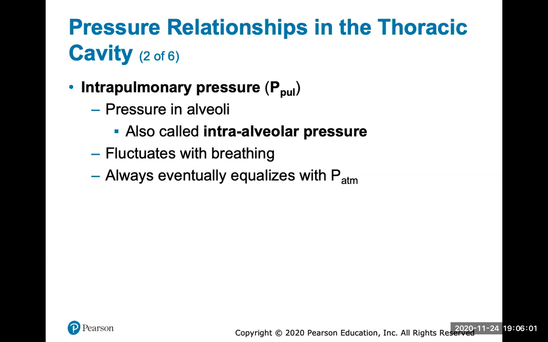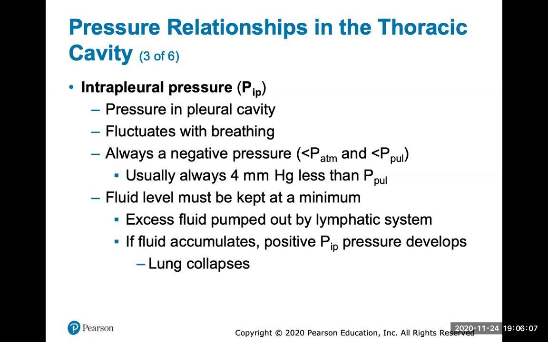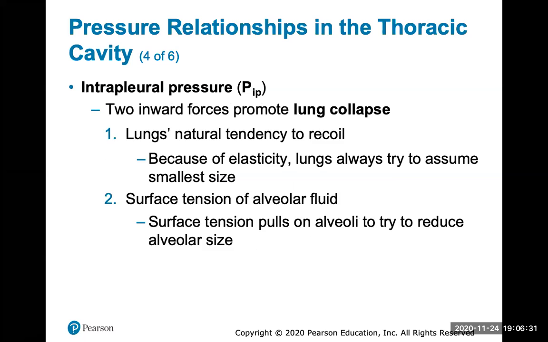Intrapulmonary pressure is the pressure in the alveoli. It will fluctuate with breathing and eventually will equalize with atmospheric pressure. Intrapleural pressure, the pressure in the pleural cavity, also fluctuates with breathing. It's always a negative pressure. Fluid levels must be kept at a minimum, so excess fluid is always pumped out by the lymphatic system. If fluid does accumulate, a positive intrapleural pressure will develop, and that's when a lung could collapse.